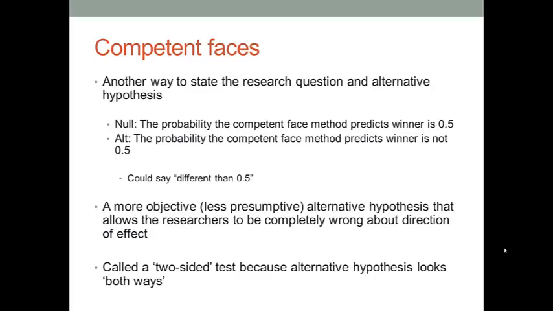This is a more objective alternative hypothesis because it allows researchers to be completely wrong about the direction of effect. It essentially allows for an effect in either direction, simply that the competent face method is doing different than chance, not necessarily better. It could be worse. This is called a two-sided test because the alternative hypothesis is looking both directions.